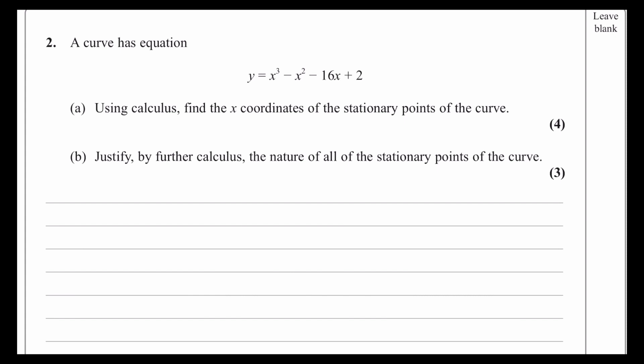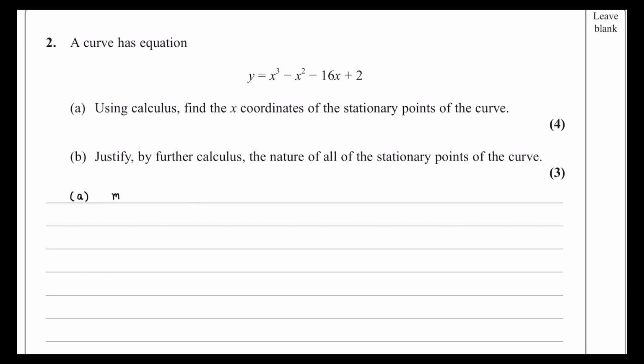Question 2. A curve has equation y equals x cubed minus x squared minus 16x plus 2. Use calculus to find the x-coordinates of the stationary points of the curve. You can see that at the stationary points, the gradient is 0. So first we have to find the gradient. To find the gradient of the curve, we can differentiate it.